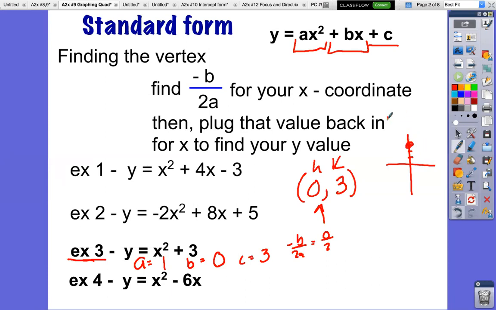By the way, does this open up or down? Up. Why does it open up? Because A is positive. Perfect. So is that a maximum or minimum value? Minimum. It's a minimum because it's the lowest point on the graph. So what is your minimum value? It's always your K value. Your minimum value is 3.